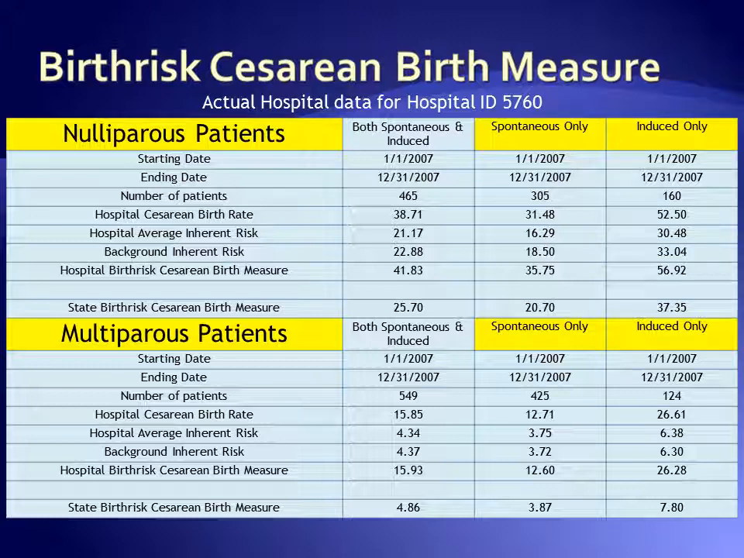This report sorts the results first by parity into nulliparous and multiparous, and then by onset of labor into spontaneous or induced. This hospital's cesarean birth rate for induced nulliparous women was 52.50% for women who only had an inherent risk of 30.48%. Or in other words, when compared to the average hospital, this hospital performed an additional 22 cesarean births per 100 nulliparous women who were induced. If we look at their numbers for induced multiparous women, please note that they also performed an additional 20 cesarean births per 100 multiparous women who were induced.